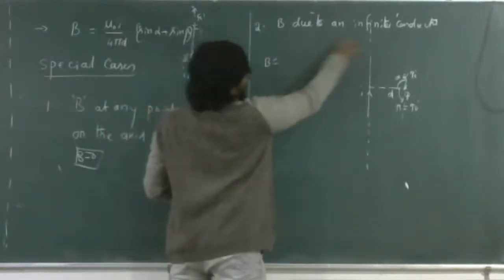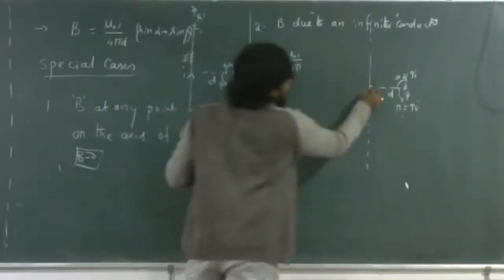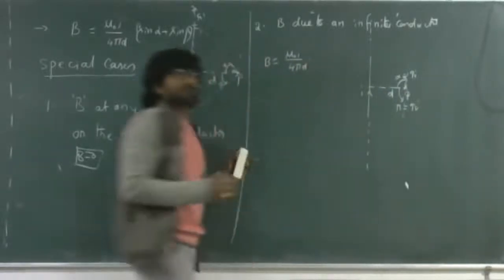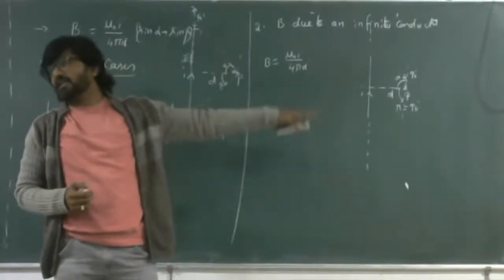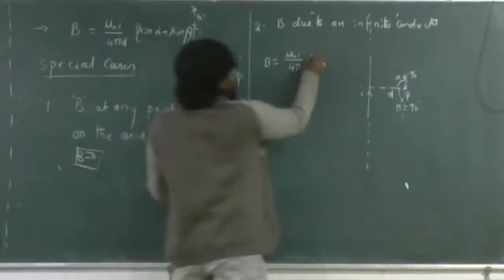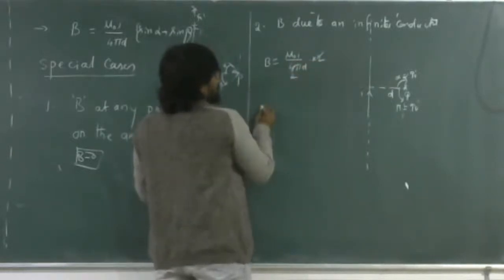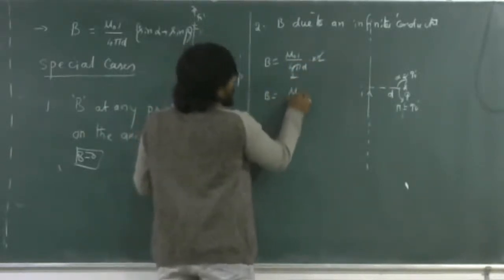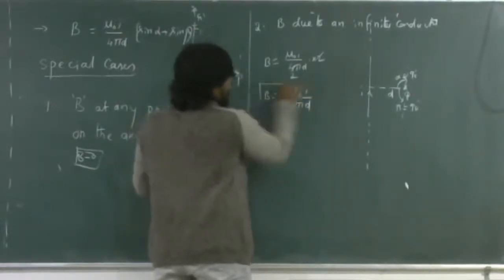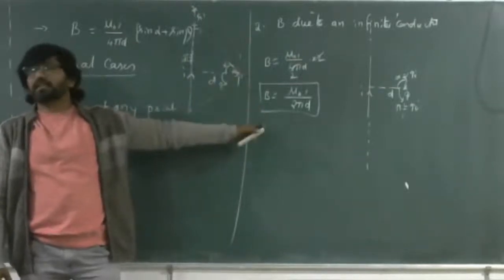What is the magnetic field due to the infinite conductor? It is mu naught I by 4 pi d, where d is the perpendicular distance of the conductor from the point, into sine alpha plus sine beta. Alpha is 90, beta is 90. So sine 90 plus sine 90. Sine 90 is 1, plus 1, 2. So you get into 2. We can write this further as 2 into 2. If you cancel, then you get B is equal to mu naught I by 2 pi d. This is the magnetic field due to an infinite current carrying conductor.